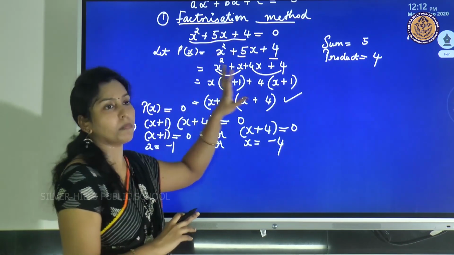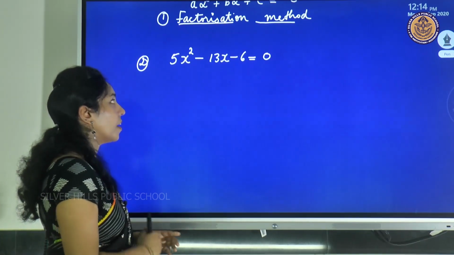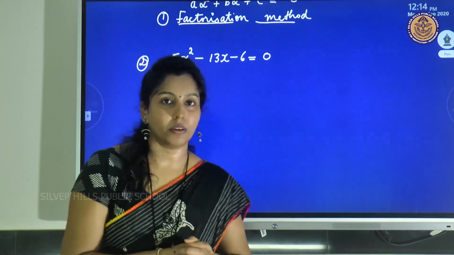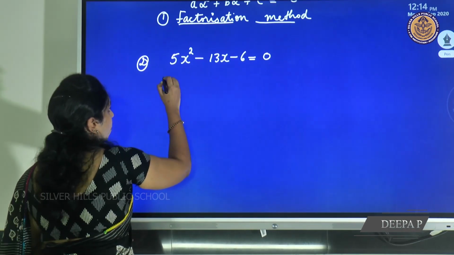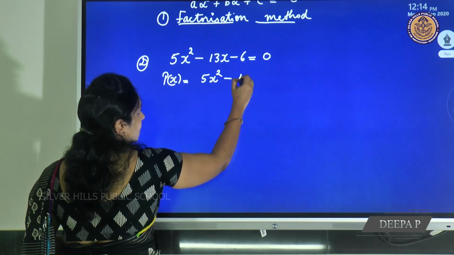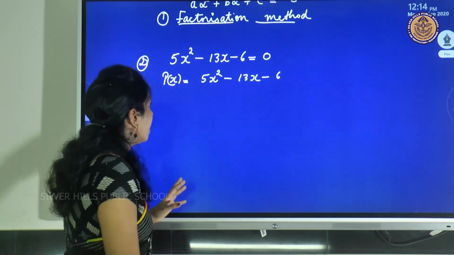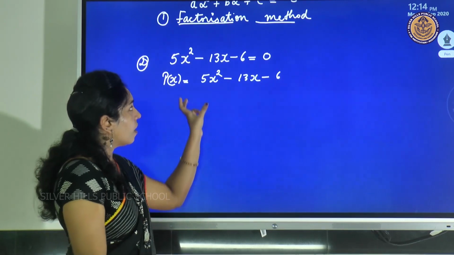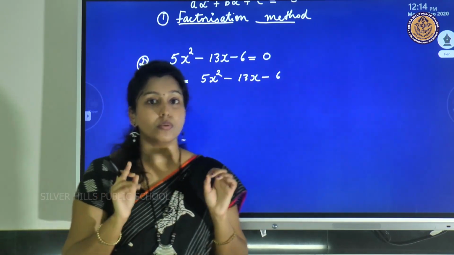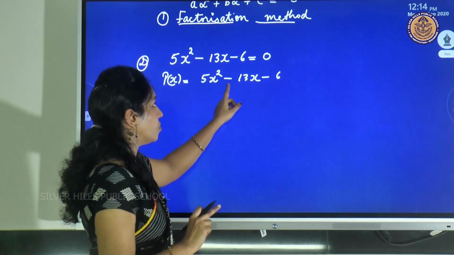The same factorization method we are applying there. So 5x square minus 13x minus 6 is equal to 0. So now we are going to find the roots of this quadratic equation. Okay, so let's consider p of x. Let p of x be equal to 5x square minus 13x minus 6. That is, we are just considering the polynomial itself. Now split the middle term, we will factorize this expression. To split the middle term, we need two numbers.